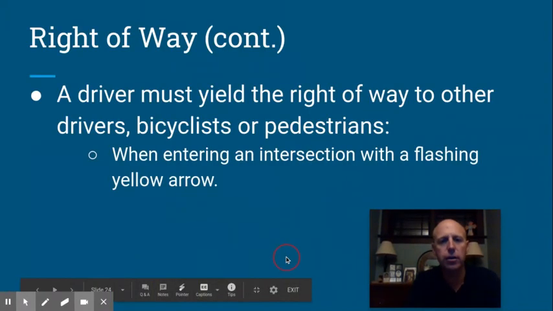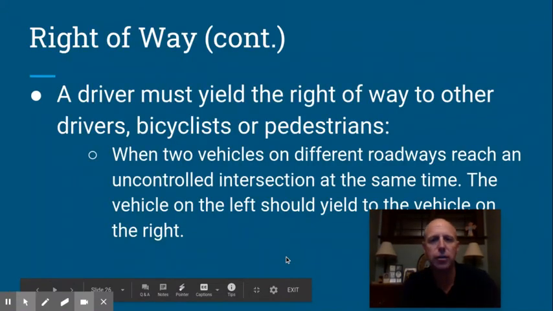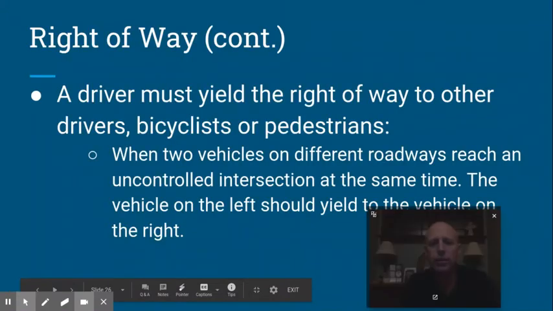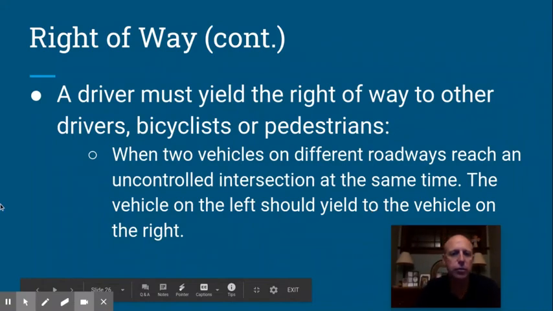Okay, let's get back on our correct slide here. So that's that flashing yellow turn arrow. Okay, what else do we have here for right-of-way situations?